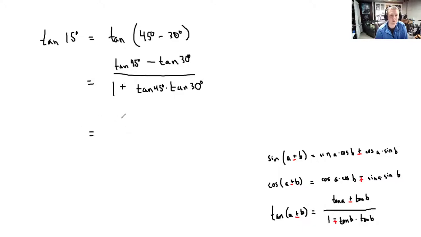Okay, tangent of 45 is 1, so that's easy. I'll go ahead and write those in. Tangent of 30, not as easy, but it's the sine of 30 divided by the cosine of 30. Sine of 30 degrees is 1/2. Divide that by cosine of 30, which is root 3 over 2. What is that equal to? Overall, that is 1 divided by root 3, which is root 3 over 3.